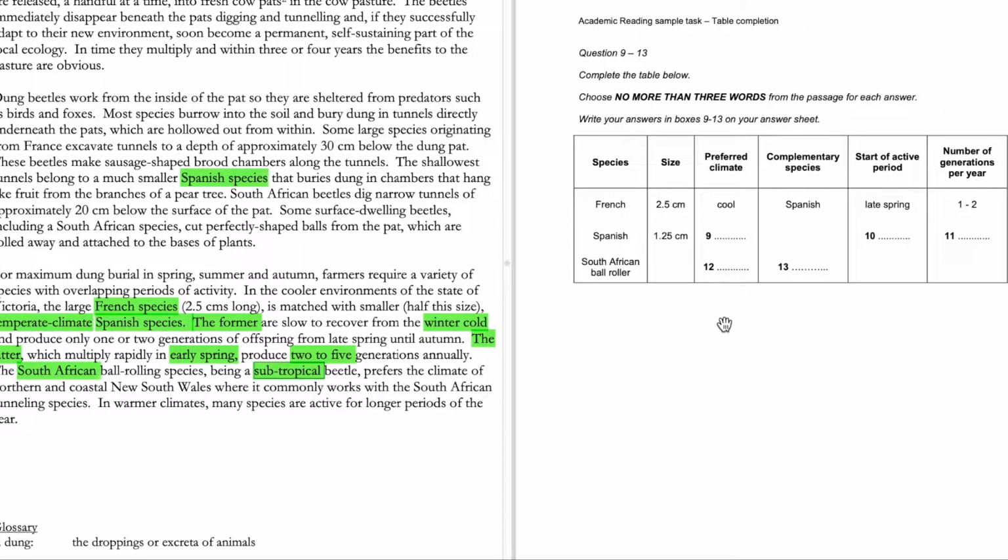So the answer is going to be subtropical to question number 12, and we'll go further. Complementary species. So the answer to question number 13, complementary species, is, we're gonna go further to the following sentence where they were saying about this South African species. So they are saying that they are tunneling species. So the answer is gonna be tunneling species to question number 13.